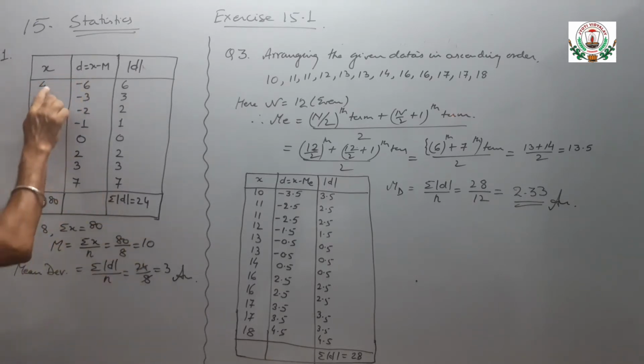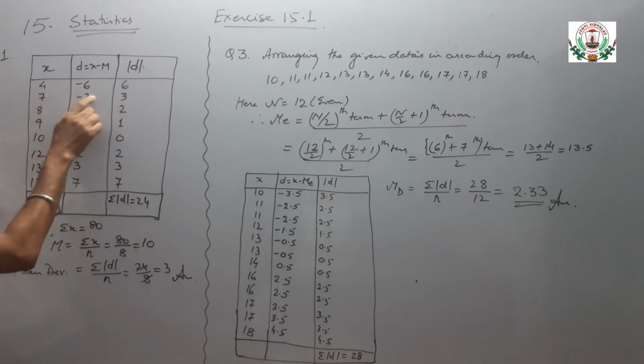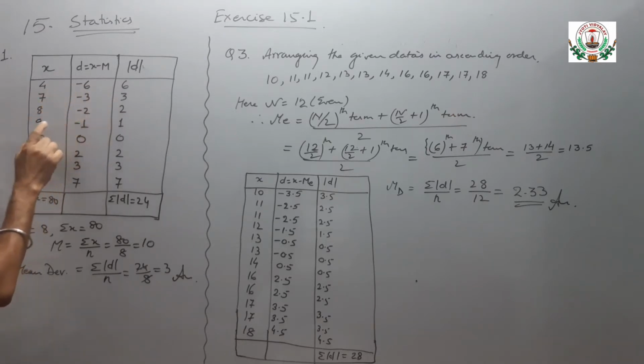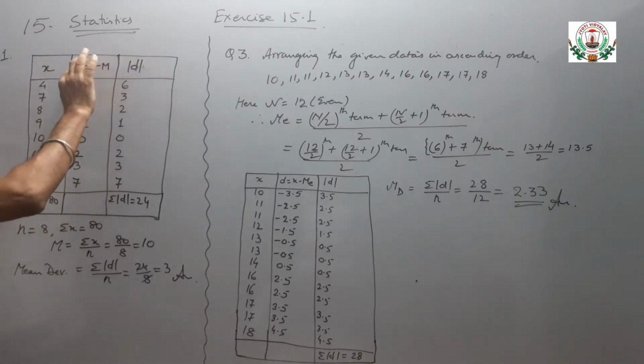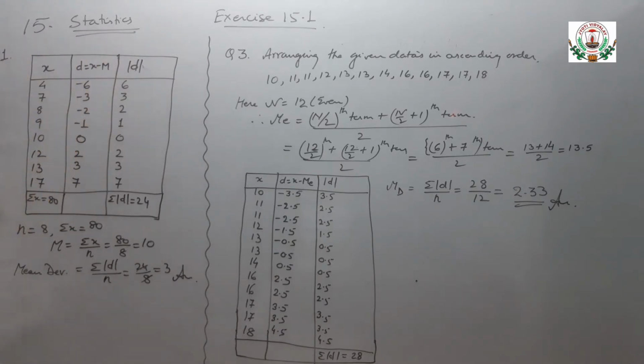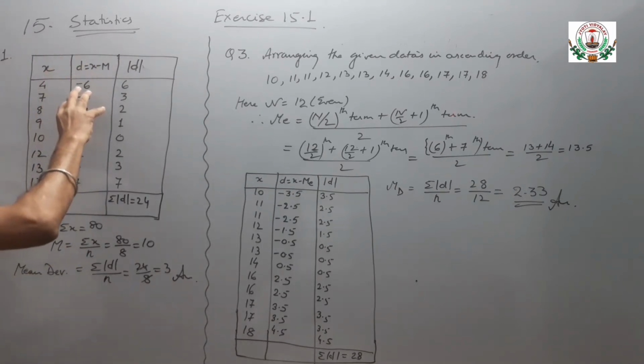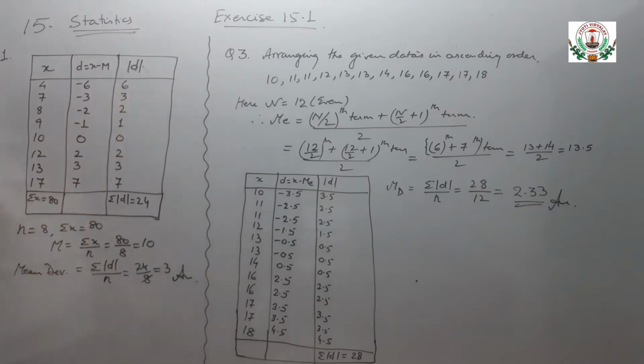So 4 minus 10 is minus 6, 7 minus 10 minus 3, 8 minus 10 minus 2, 9 minus 10 minus 1, 10 minus 10 is 0, 12 minus 10 is 2, 13 minus 10 is 3, 17 minus 10 is 7. After that we have to get the modulus of this deviation d. Modulus means all the negative values will become positive and positive will remain positive only.